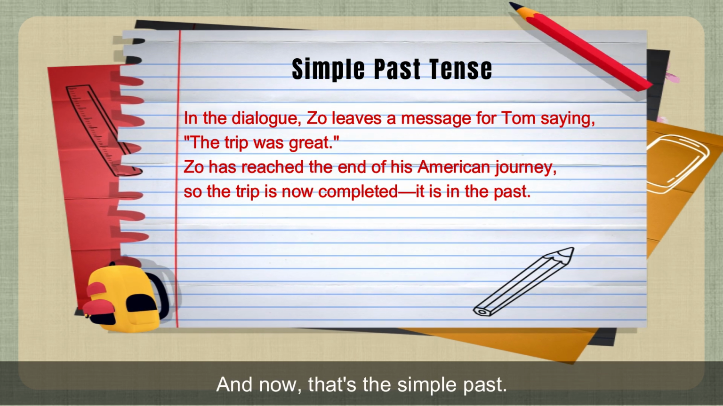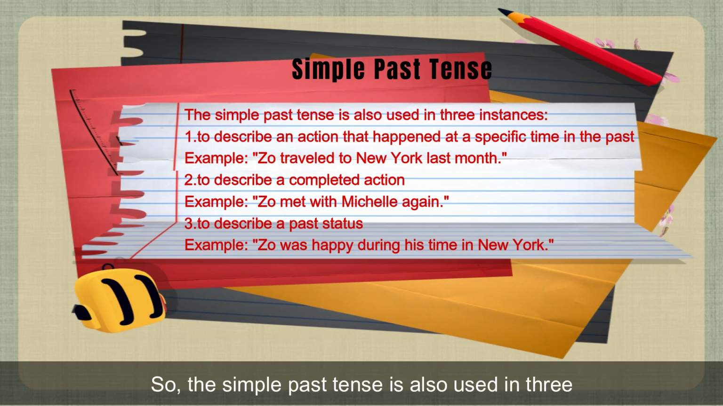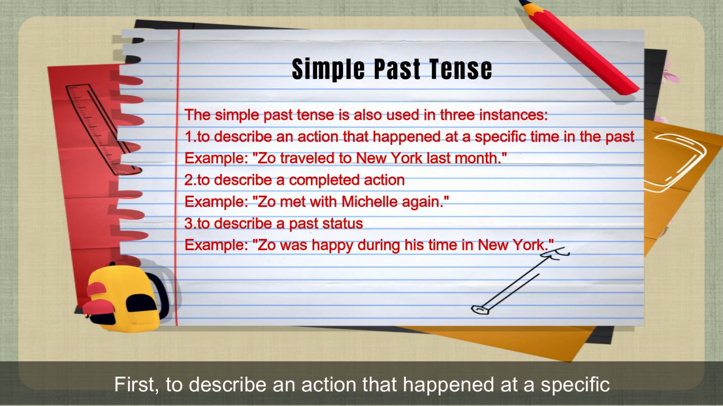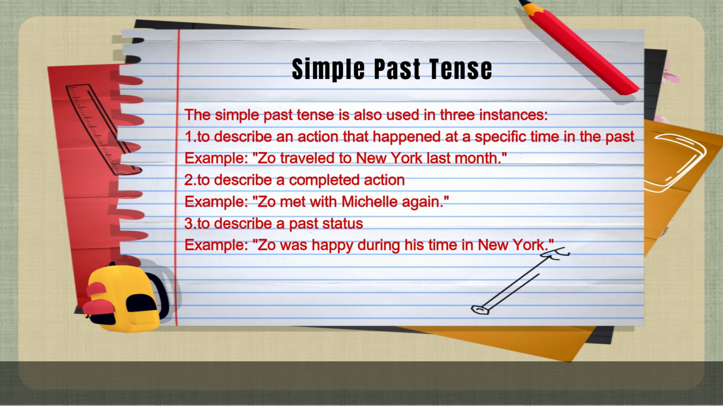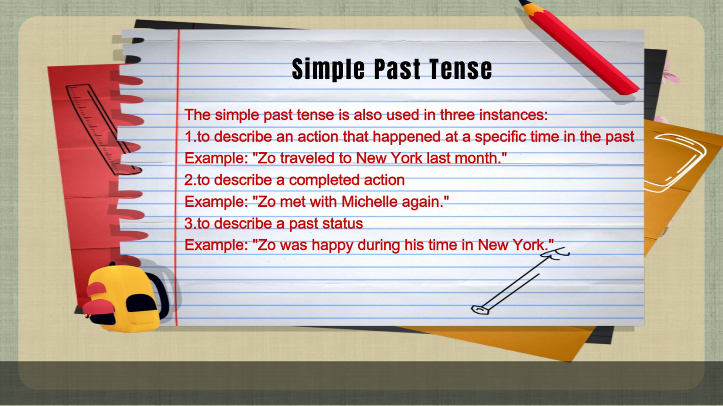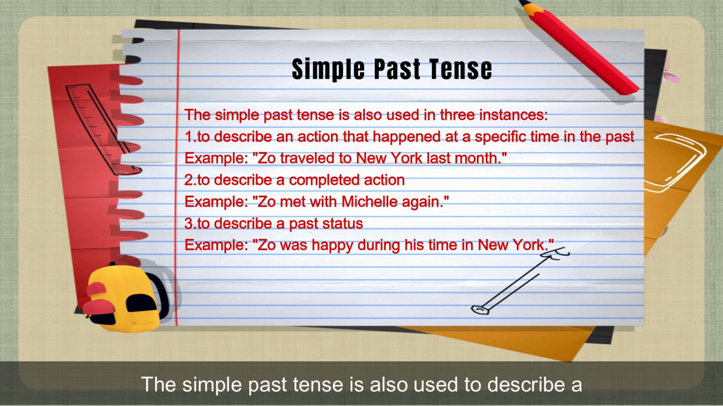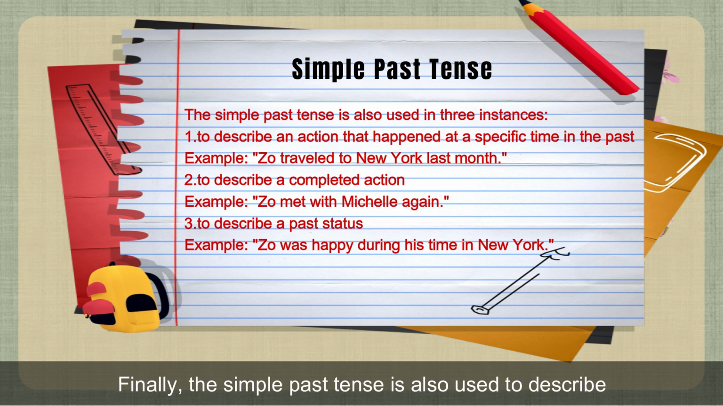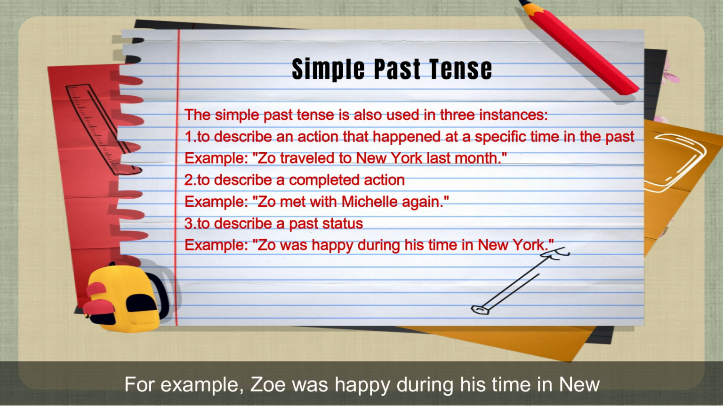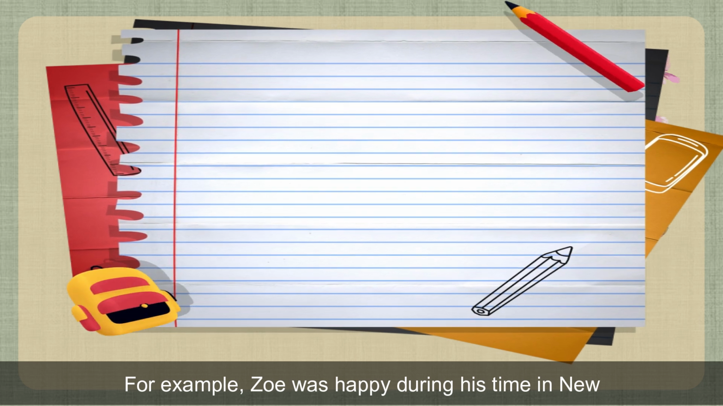And now that's the simple past. So the simple past tense is also used in 3 cases. First, to describe an action that happened at a specific time in the past. For example, Zoe traveled to New York last month. The simple past tense is also used to describe a completed action. For example, Zoe met with Michelle again. Finally, the simple past tense is also used to describe a past status. For example, Zoe was happy during his time in New York.